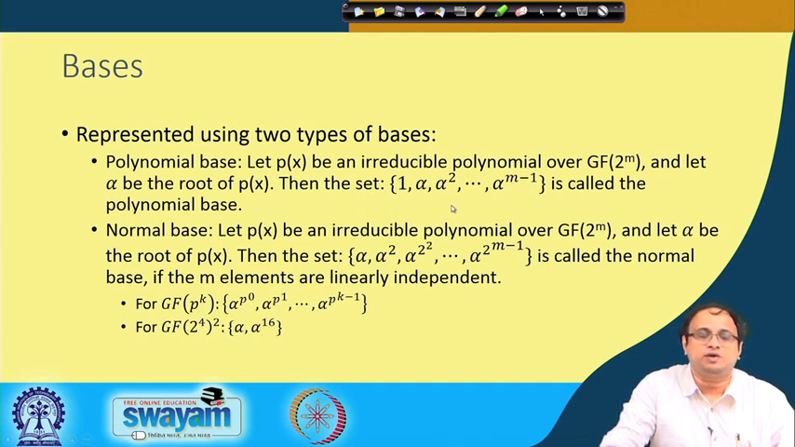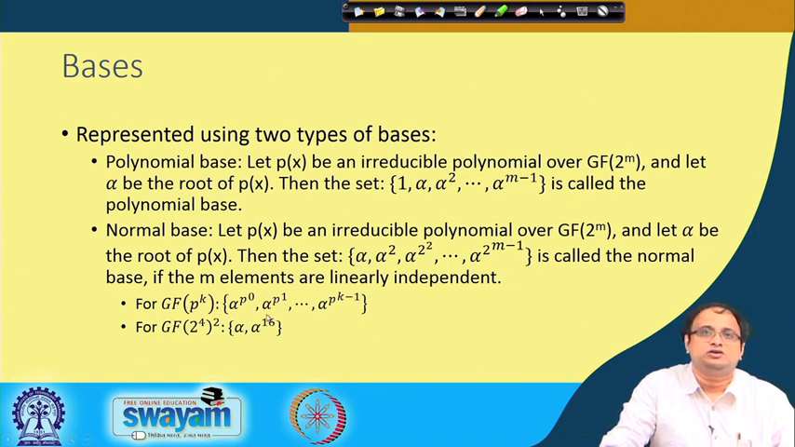Likewise, there is also another basis, which is called a normal basis. In the normal basis, again you have P(x), which is an irreducible polynomial over GF(2^m), and let alpha be the root of P(x). Then your set is alpha, alpha squared, alpha to the power of 2 to the power of 2. These are all powers of 2 of alpha. Likewise, you do m such powers of 2, so the final element is alpha to the power of 2 to the power of m minus 1. These are called a normal basis if the m elements are linearly independent.